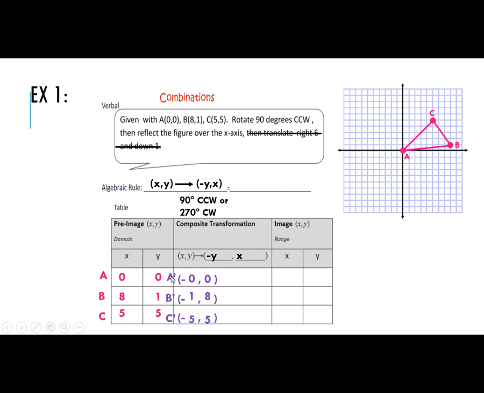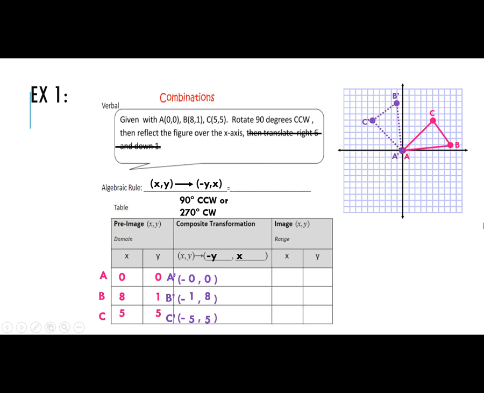And don't forget, since it's the image, I'm going to throw those little primes on there. Now that I have my points, I'm going to graph them. I tend to dash the in-between transformations because that is not what we're trying to get to. It's the transformation going on behind the scenes. You don't have to dash it, but I like it to let me know that's not the ultimate end transformation.